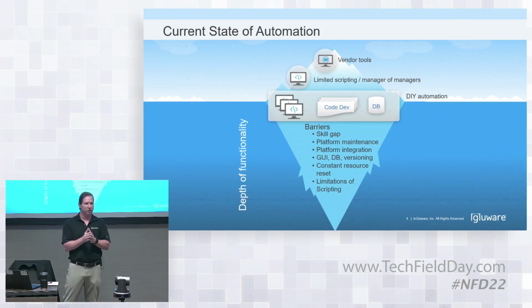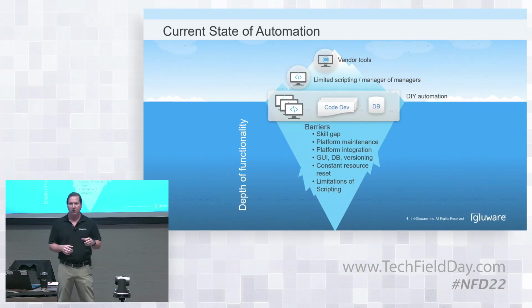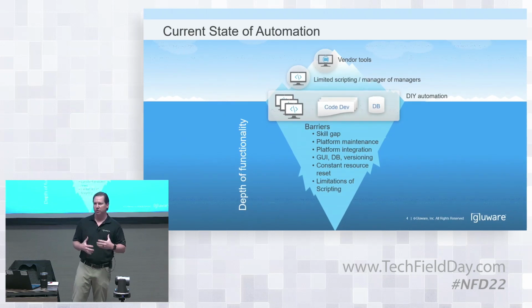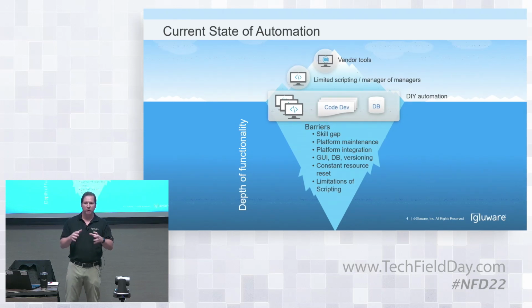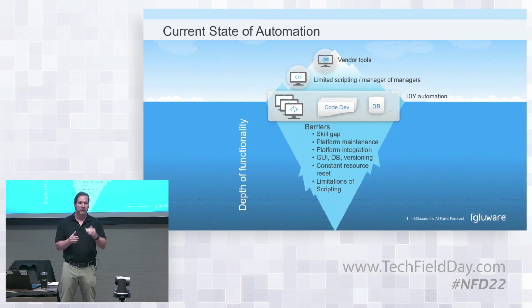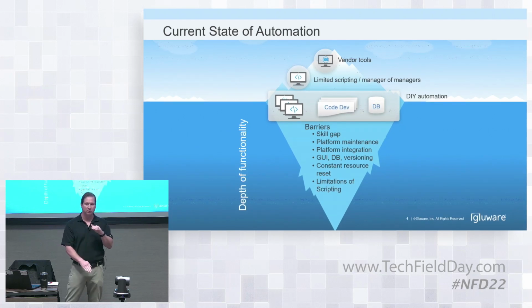So when you look at the current state of automation, and this is representative of our customer base, they have some vendor tools they're using for certain tasks. They have, over time, developed some limited scripting, usually maybe one or two out of 20 in a networking team are script savvy. And some more progressive or larger shops have actually tried to build their own manager of managers, something that is going to be the piece at the top that's going to call the other pieces. But oftentimes when Gluware is brought to the table, they're hitting the surface of the water here, the big barrier to take automation to the next level.